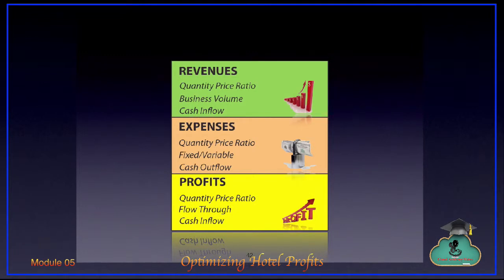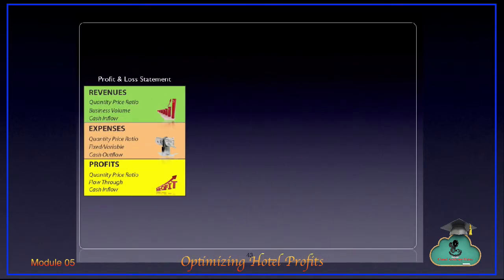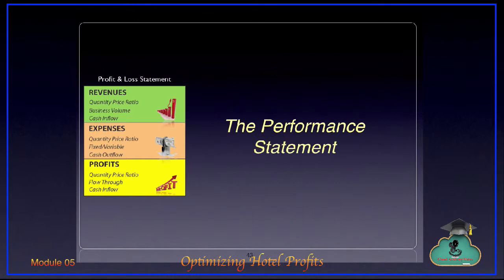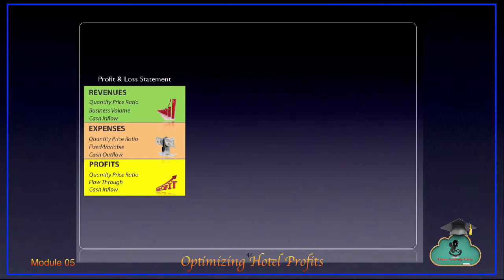The profit and loss statement is the most familiar statement to operational managers. The profit and loss statement is also known as the performance statement since it shows the business results of the hotel. The profit and loss statement is mainly divided into three sections.